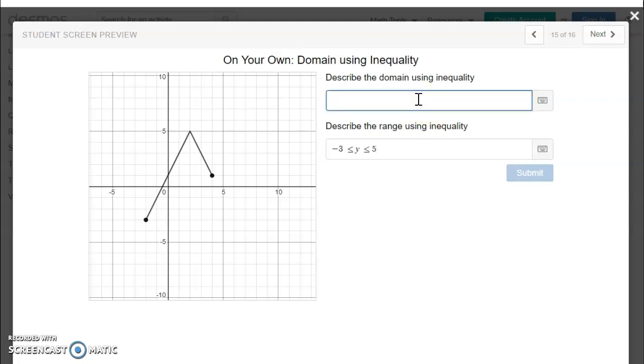Okay, what about domain? We said that domain, the x values on the x-axis, extends from -2, I'm sorry, it should be -2 to, and it's less than or equal to, oops, and we're talking about domain, so we need the x in there, less than or equal to, and how far does it extend to? It goes all the way to 4. And then I'm going to submit.